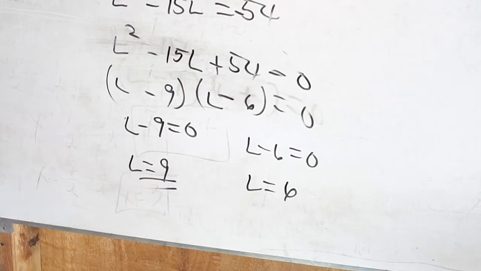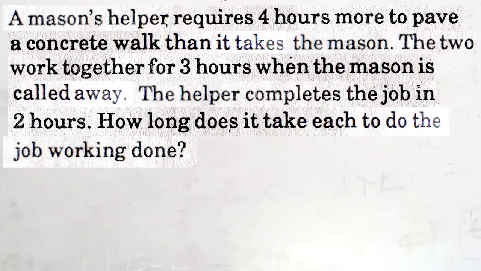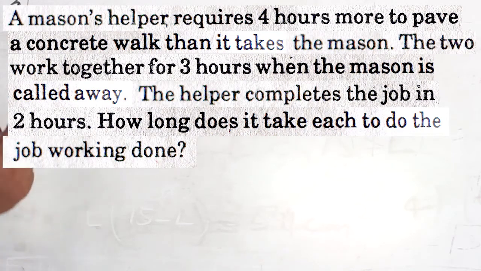For example number 3: a mason's helper requires 4 hours more to pave a concrete walk than it takes the mason. The two work together for 3 hours. When the mason is called away, the helper completes the job in 2 hours. How long does it take the mason to do the job working alone? So we have here the solution.